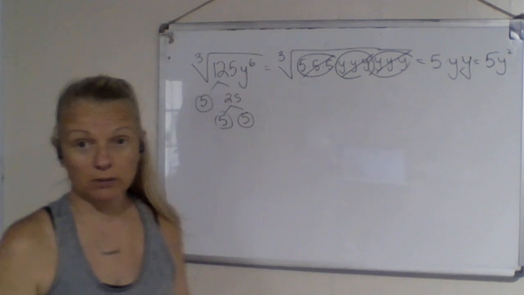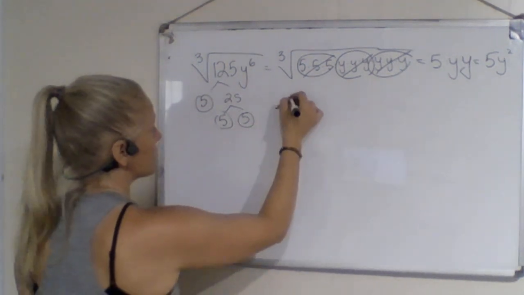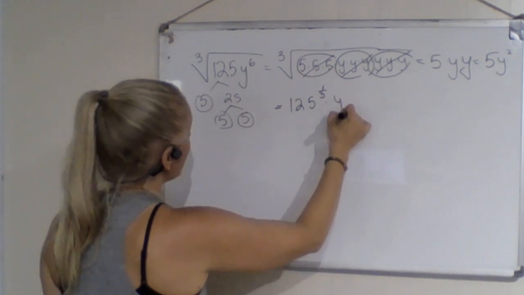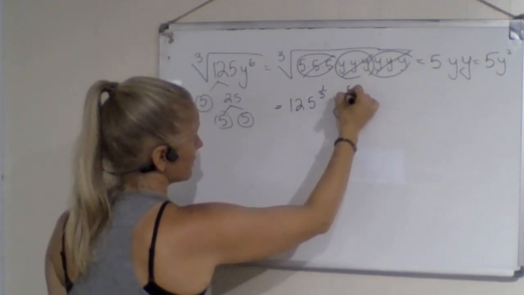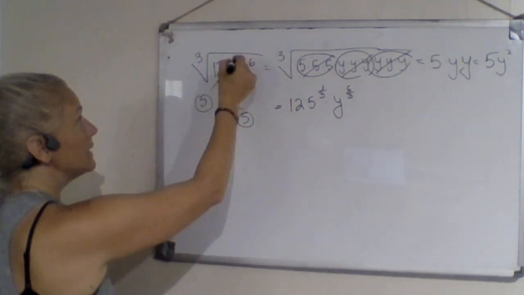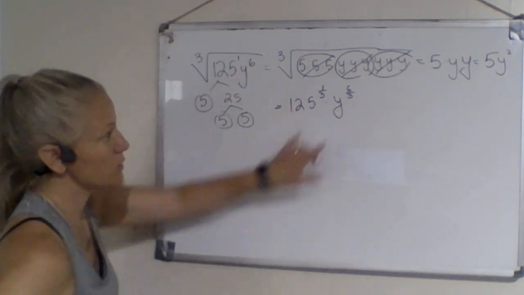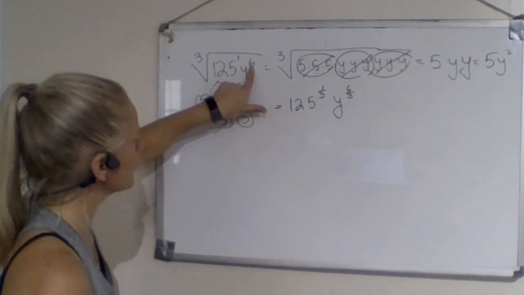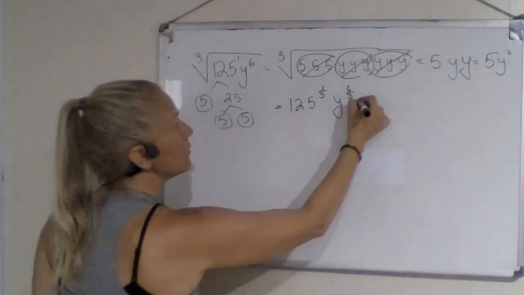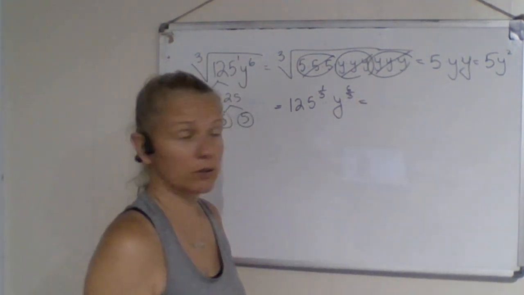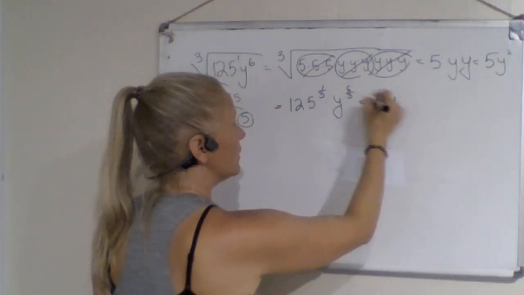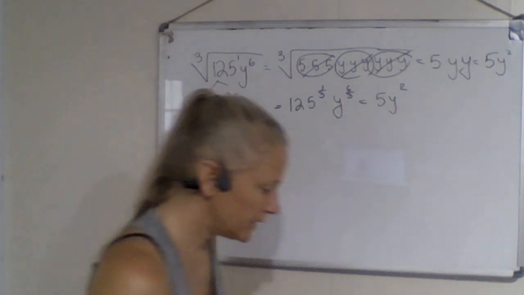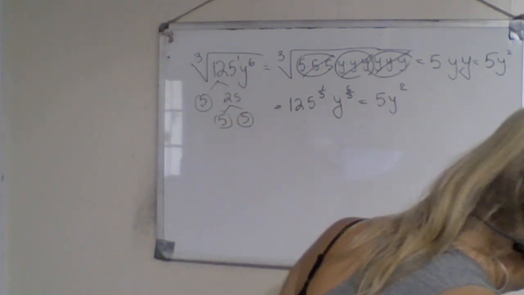The other way to look at this would be 125 to the 1/3 times y to the 6/3. Remember how we said when we write them as rational exponents, it becomes 1 over whatever the root is, and then 6 over whatever the root is. Well, 125 to the 1/3, if you put it in your calculator, gives you 5. 6 divided by 3 is 2, and you got it that way. So either way you want to do it will work just as well, okay?